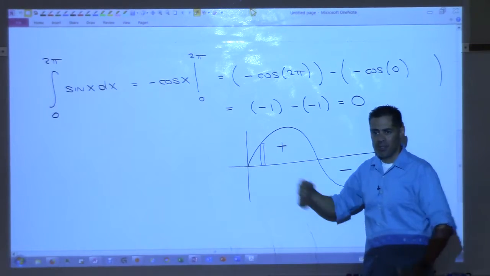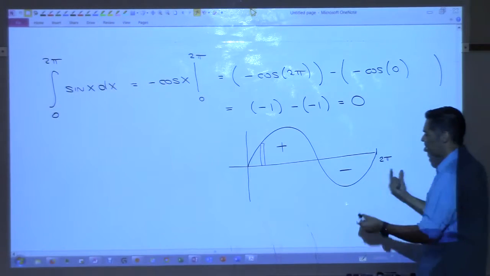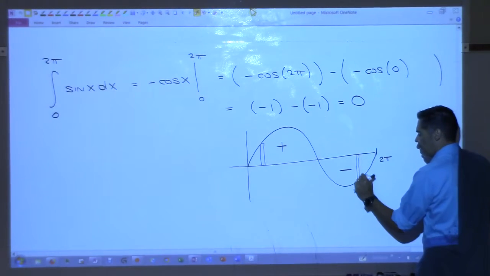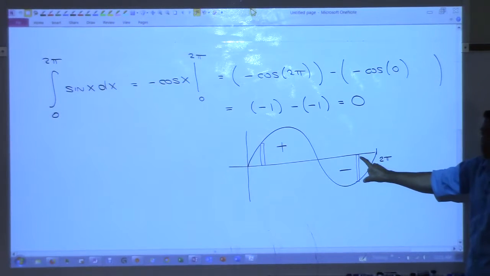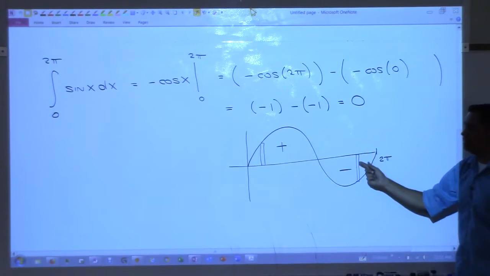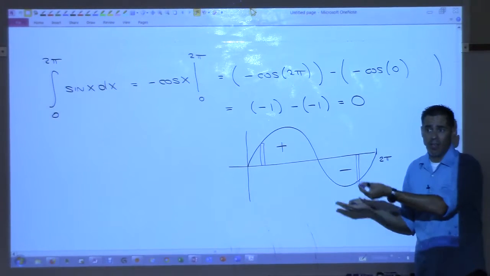It's going to be a positive. It's going to count it as a positive area. But when we get over here, when we look at the height of the function, it's below the x-axis, so it counts it as a negative number. So negative times the width, positive, you get a negative. So they're going to offset each other.